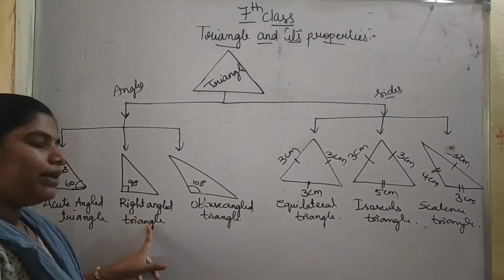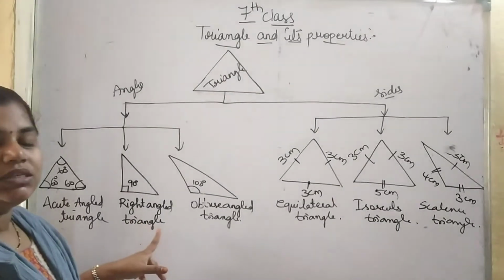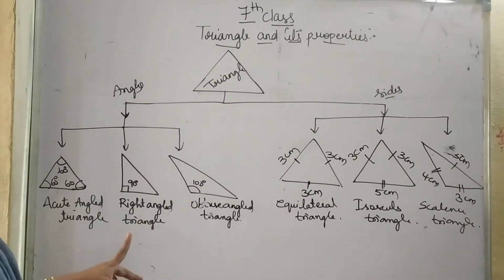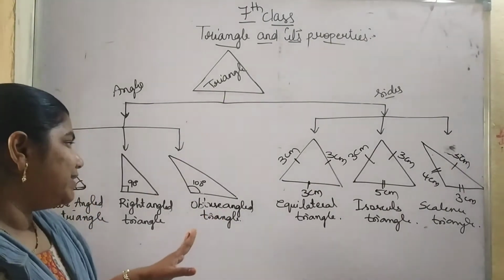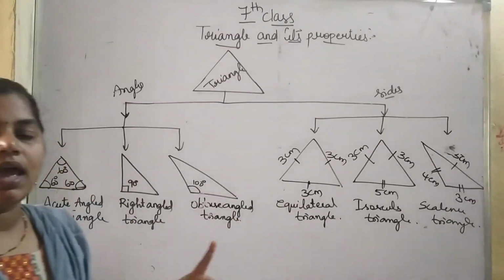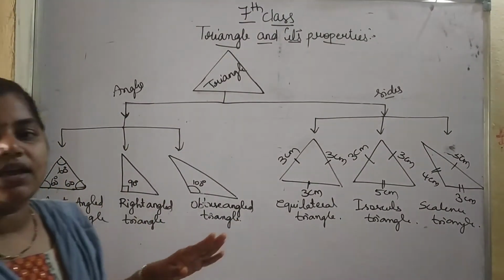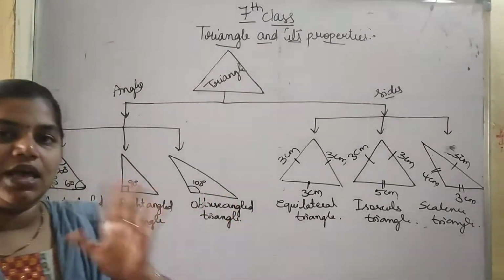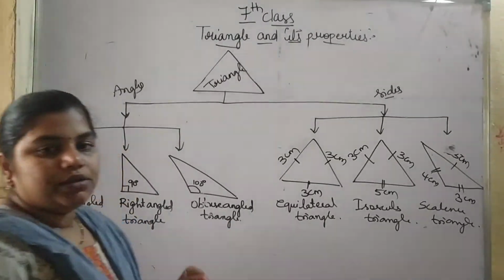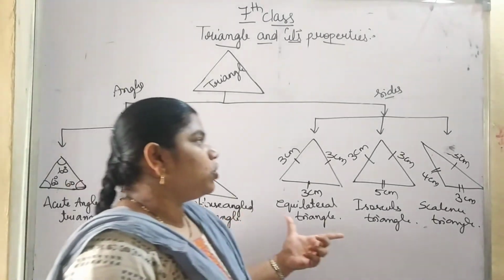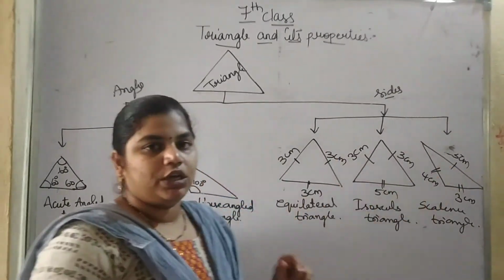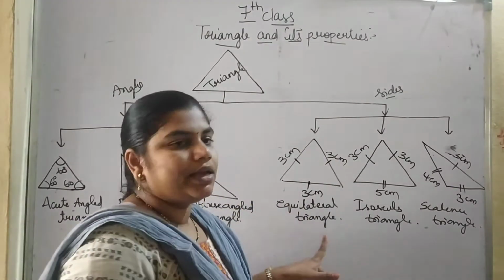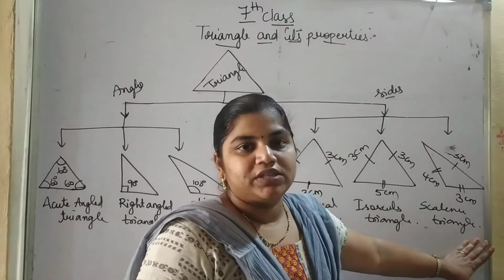Next is right angle triangle. Right angle triangle means one of the angles should be equal to 90. Next is obtuse angle triangle, which means one angle will be an obtuse angle. Obtuse angle means greater than 90, less than 180. So it is under angles. Now based on sides, again it has been divided into three parts: equilateral triangle, isosceles triangle, scalene triangle.